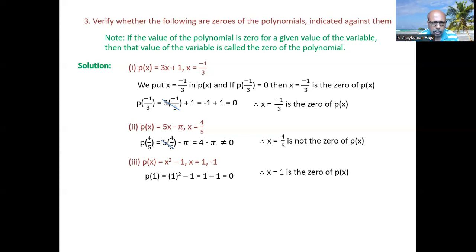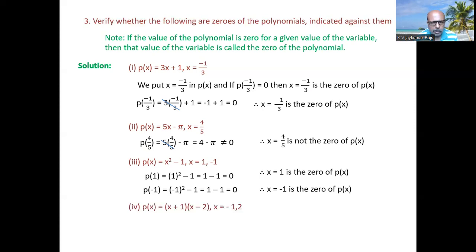Now calculate for minus 1. So minus 1 raised to 2 minus 1. Minus 1 into minus 1 is 1. 1 minus 1 is 0. Again, for P of minus 1 also we are getting the value as 0. Therefore, x is equal to minus 1 is a 0 of the polynomial.